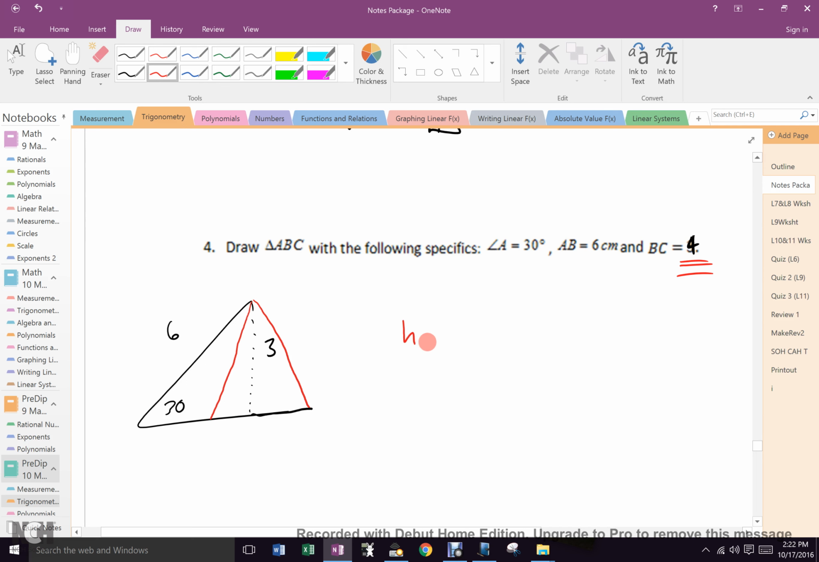If h is less than our unknown side, and our unknown side is less than our known side, then we can make 2 triangles. Okay? Now that's the complicated one.